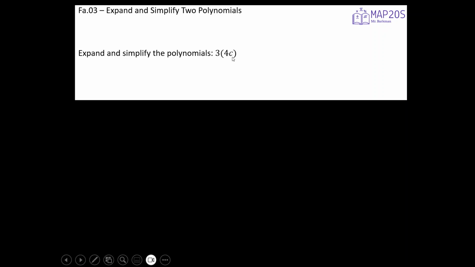So the first example here, and I'm going to use my mouse as a cursor, is we're going to expand and simplify these two polynomials. 3 being one of them, it's a monomial, it's just a constant, and then 4c being a second term that we're going to multiply together. Whenever we're multiplying these together, we multiply our numbers together. So whatever the numbers are would be a coefficient or constant. In this case, it is 4 times 3, and that's going to be 12. And then there is just a single c remaining. So in other words, we're going to have just one c, and we're going to have an answer of 12c.